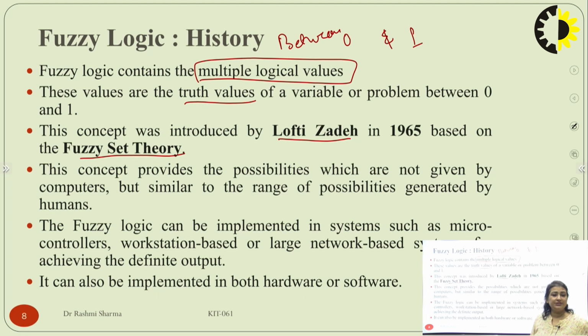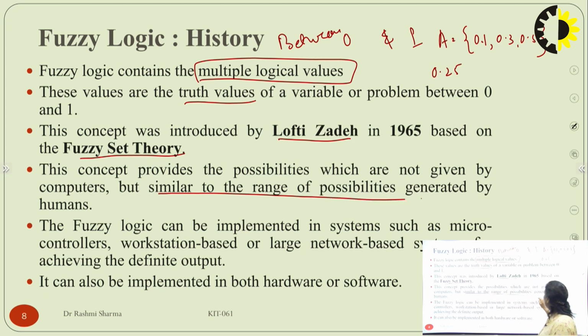We have a Boolean or normal set theory, which tells us either the element belongs to a set A or it does not. For example, 0.25 does not belong to this particular set. But in fuzzy logic, we have some probability, which we will look into in the incoming slides. This concept provides possibilities which are not given by computers and is similar to the range of possibilities generated by humans: can be, maybe, should be, will be, would be, depending on the definiteness of that particular verb, we have this particular range of values.